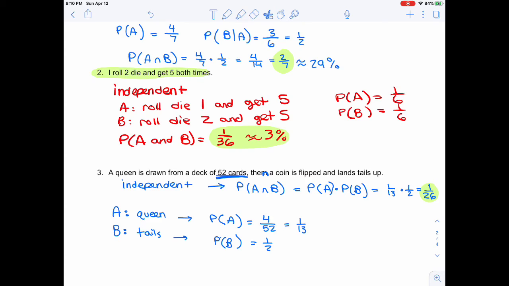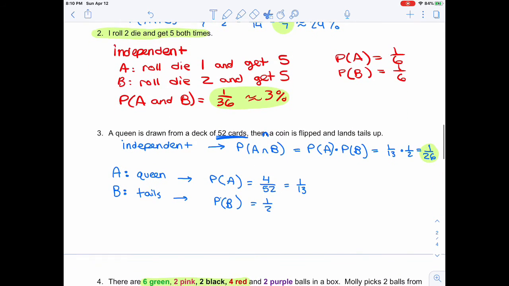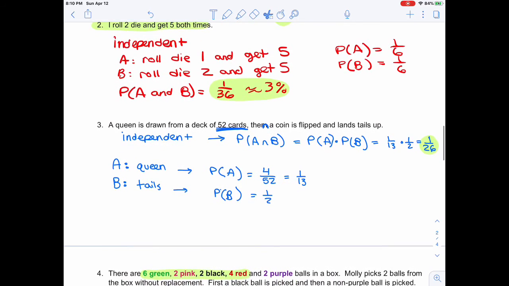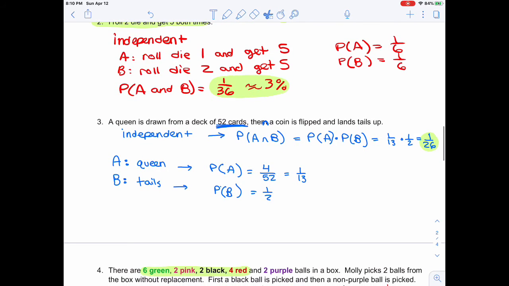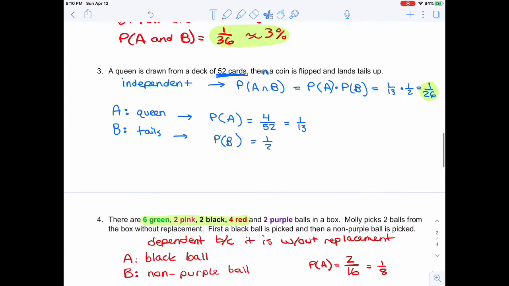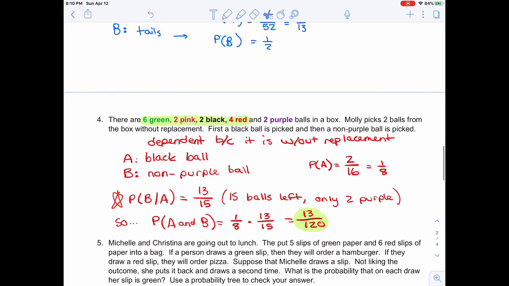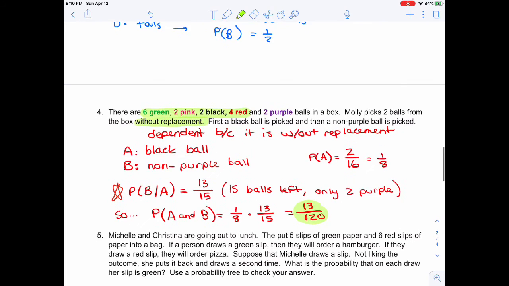So for number 2, we rolled 2 dice and got 5 both times. Again, I mentioned it before, that's going to be independent because they have no effect on each other. So getting a 5 was a 1/6 shot, so we just did 1/6 times 1/6 to get our 1/36. Now down here for number 4, we had without replacement here. So that's your keyword that it's going to be dependent.